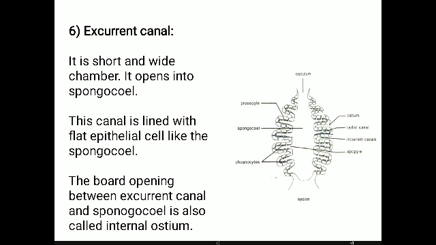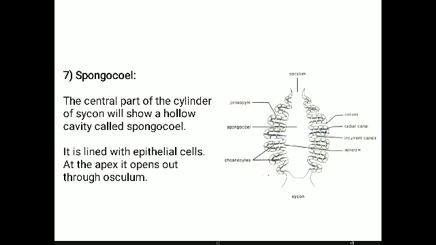The next is excurrent canal. It is a short and wide chamber present at the mouth of the radial canal. It opens to a large central cavity called spongiocele. This canal is lined with epithelial cells. The broad opening between the excurrent canal and the spongiocele is also called ostium. So here is a small opening, this is what is called apopyle, and this apopyle opens into a large central cavity called the spongiocele by means of an internal ostium.